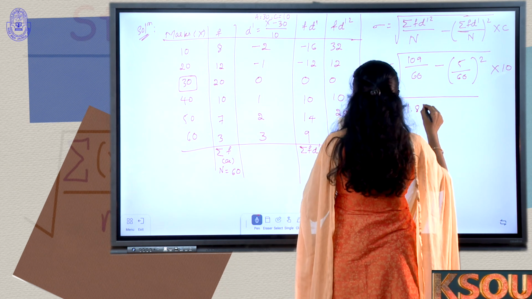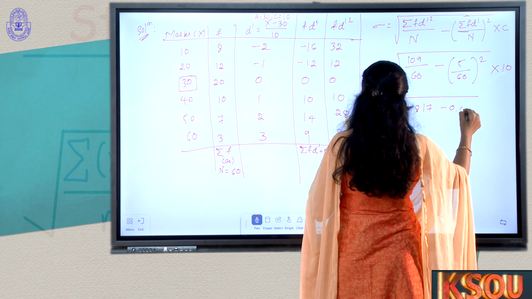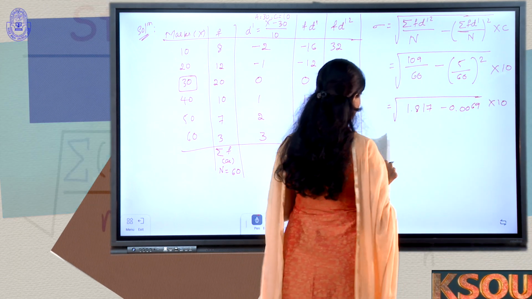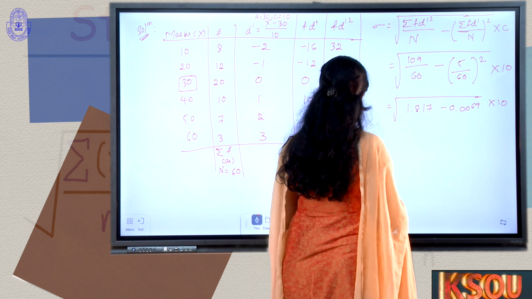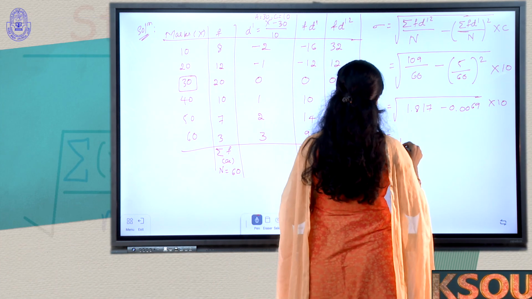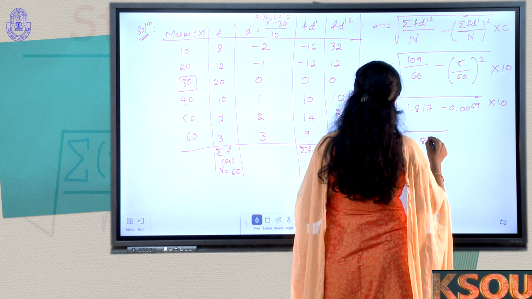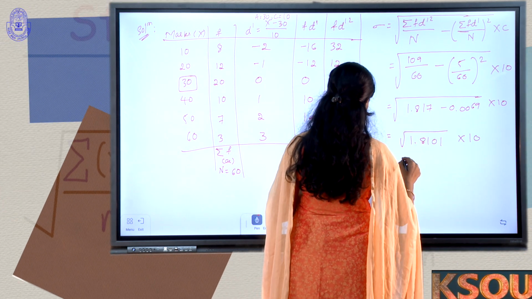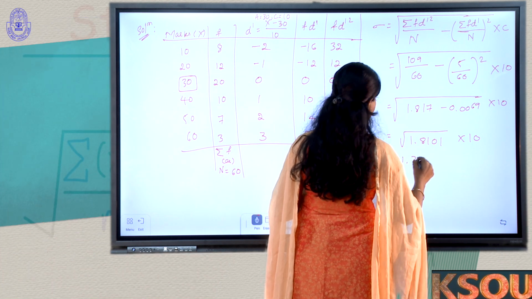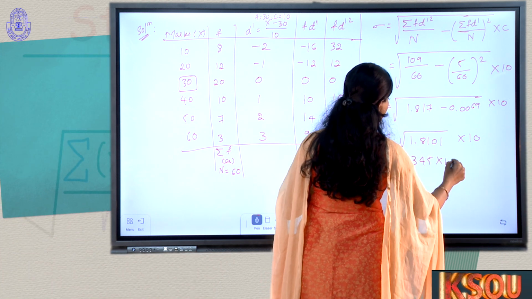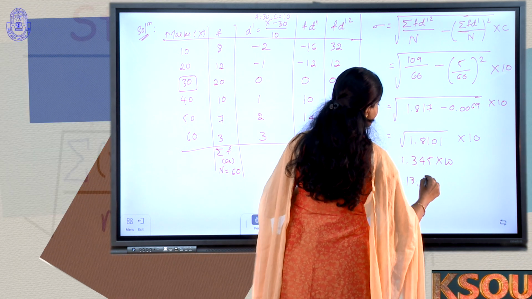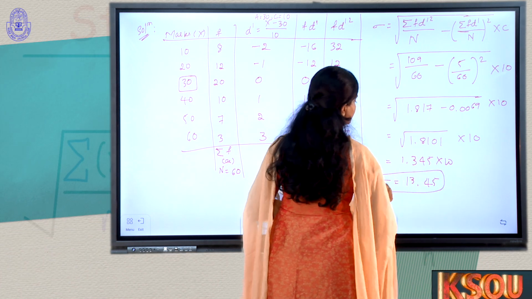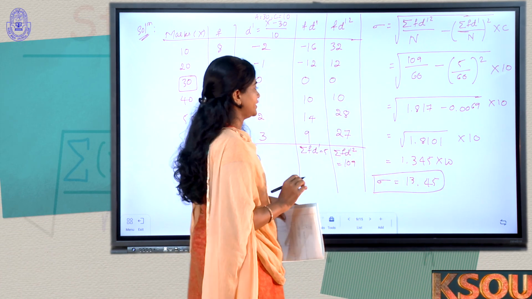So 1.817 minus 0.0069 into 10. 1.8101 into 10. So, you will have to get the value is 1.345 into 10. So, that will become 13.45. So, standard deviation for this example is 13.45.